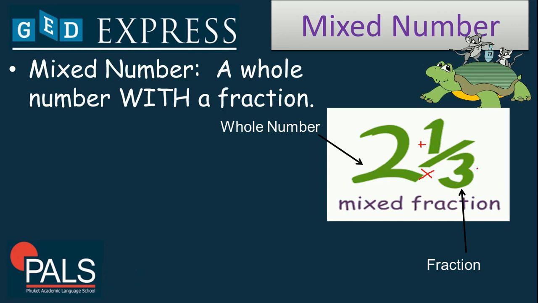Changing that to an improper fraction, that will be 3 times 2, 6, plus 1, that will give you 7 over, copy the denominator, 3. So basically, you can convert a mixed number into an improper fraction by doing the process that I have mentioned.